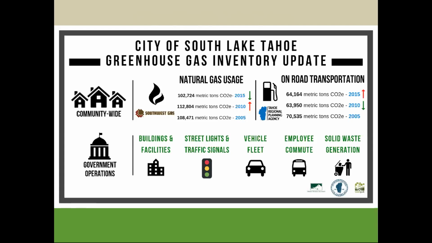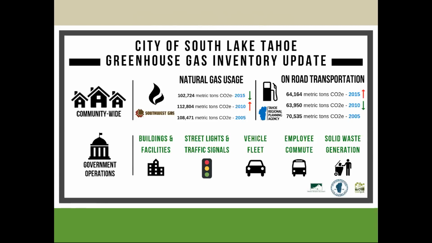So what we did was we took natural gas usage as an example. You can see in the original inventory from the CTC that natural gas usage went up a little bit from 2005 to 2010. But we found in between 2010 and 2015, it actually went down by almost 10%, which we thought was great. For on-road transportation, it's a little different.